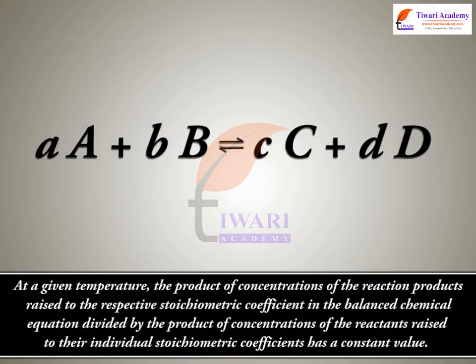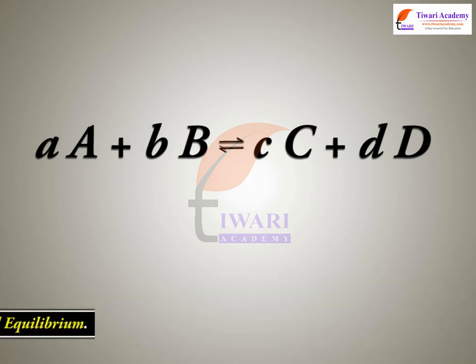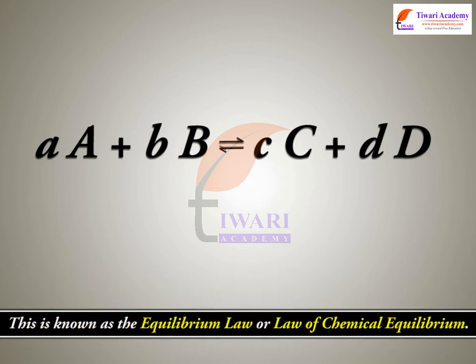At a given temperature, the product of concentrations of the reaction products raised to the respective stoichiometric coefficients in the balanced chemical equation divided by the product of concentrations of the reactants raised to their individual stoichiometric coefficients has a constant value. This is known as the equilibrium law or law of chemical equilibrium.